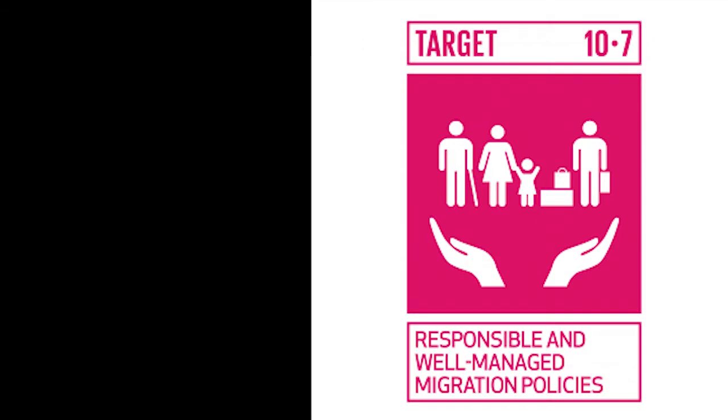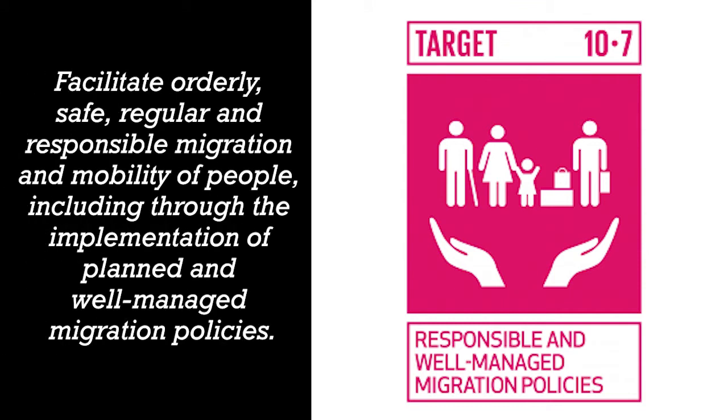Target 10.7, responsible and well-managed migration policies. Facilitate orderly, safe, regular, and responsible migration and mobility of people, including through the implementation of planned and well-managed migration policies. And the next three targets will have the letters A, B, C respectively.